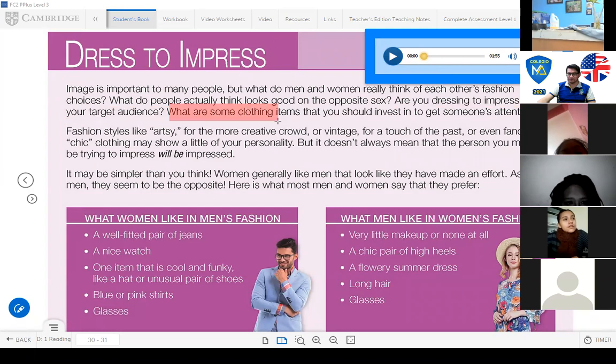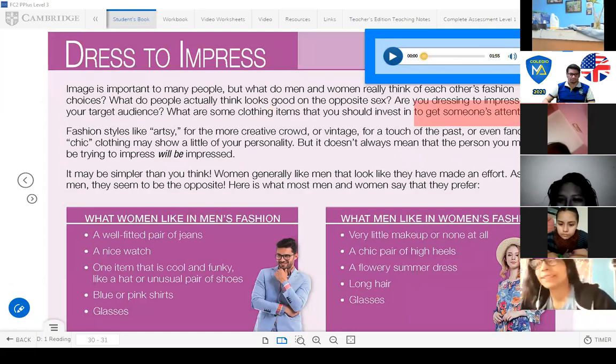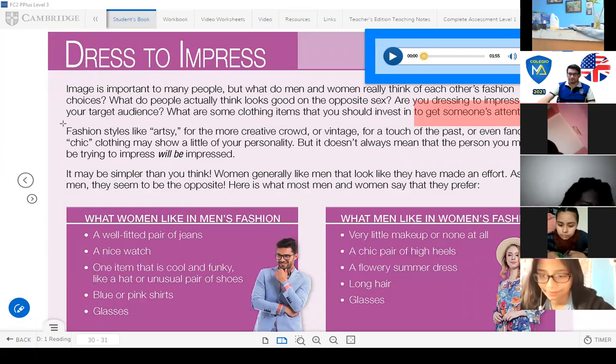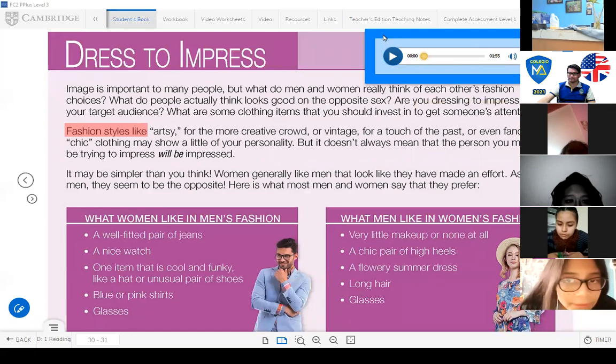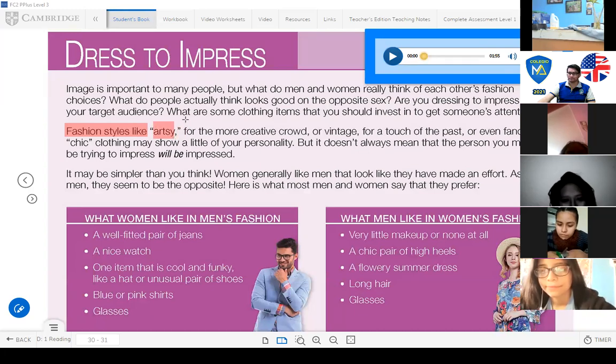What are some clothing items that you should invest in to get someone's attention? Fashion styles like artsy, for the more creative crowd.